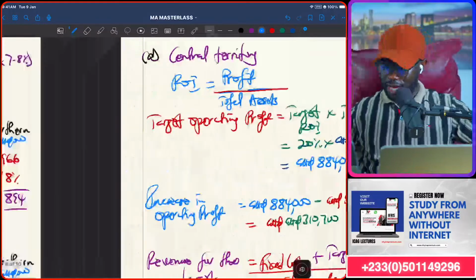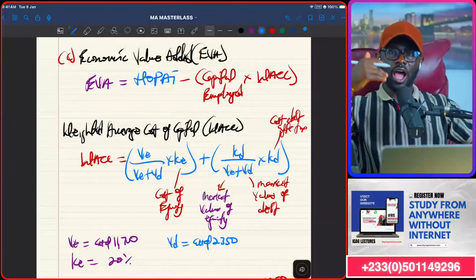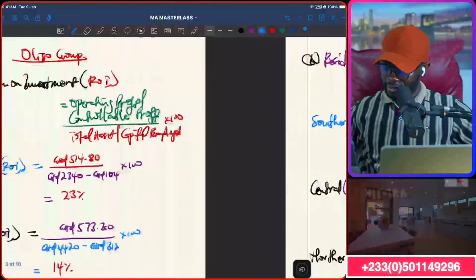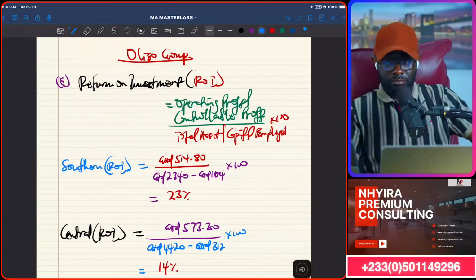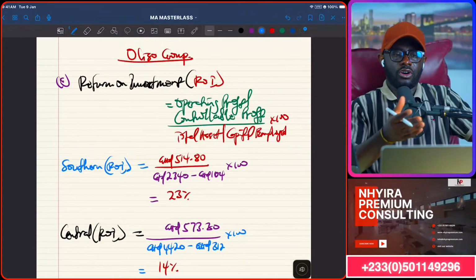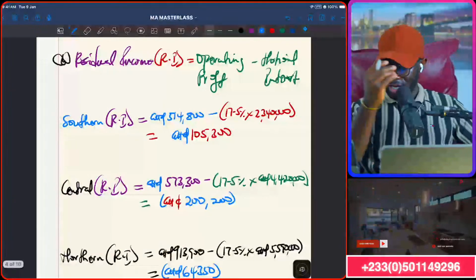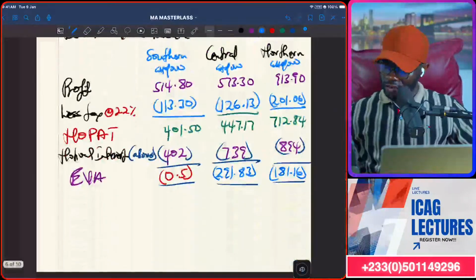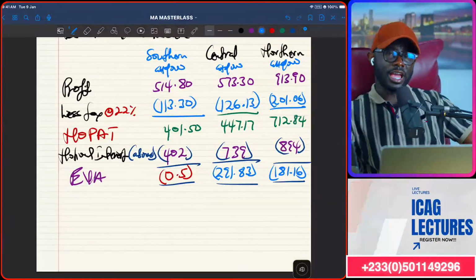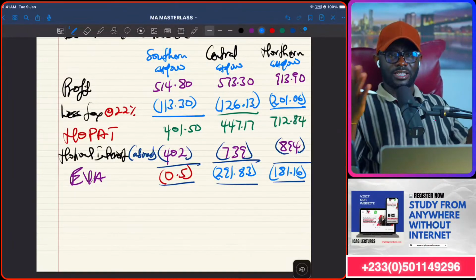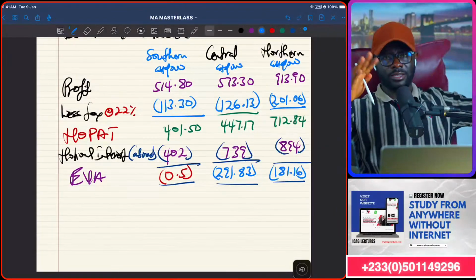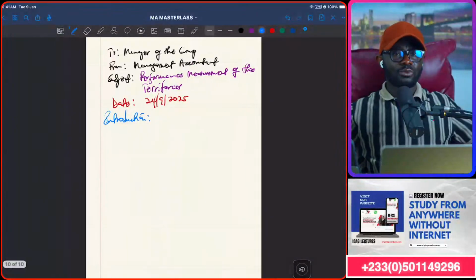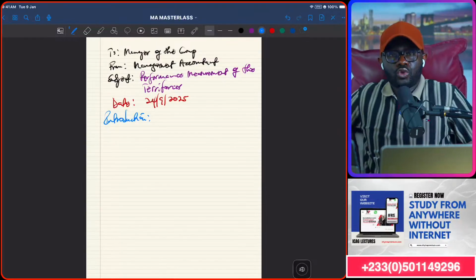And we have done that already, that from the ROI, RI, and EVA, it is the Southern Territory that's the best performing territory. Because on the ROI perspective, it has the highest. On the RI perspective, it was the only one with a positive. Even in the EVA, it was negative, but its negative was smaller than the other divisions. So that could be considered as the best performing territory. Then certainly the changes that the Central Territory is supposed to make. This is what you are supposed to do for this question for 20 marks.